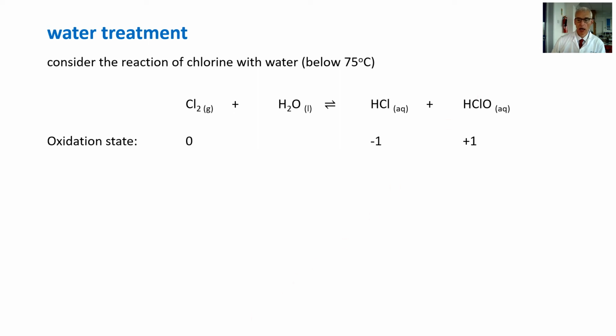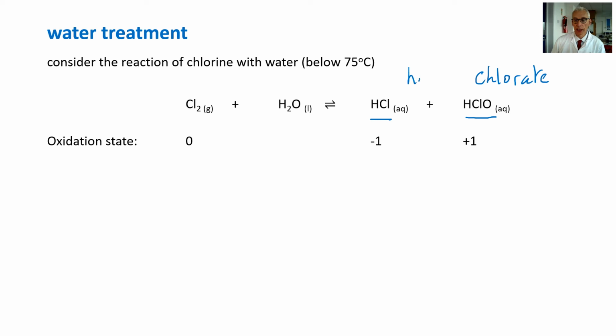Now, how might we name the products? Well, HCl, I hope you realise, hydrogen chloride or hydrochloric acid. Would you like to pause the video and try and name the second product, HClO? Restart when you've had a go. So, the combination of chlorine and oxygen is known as chlorate.